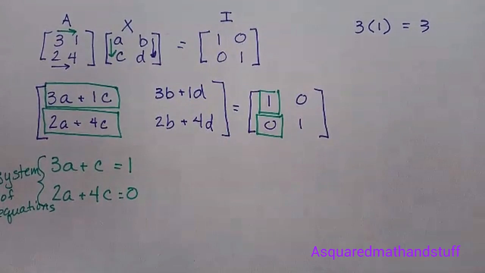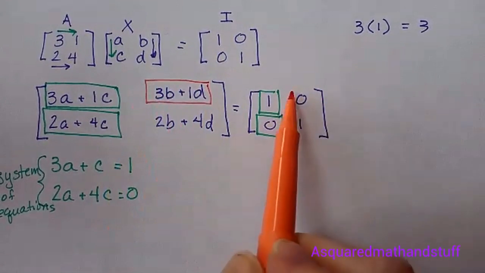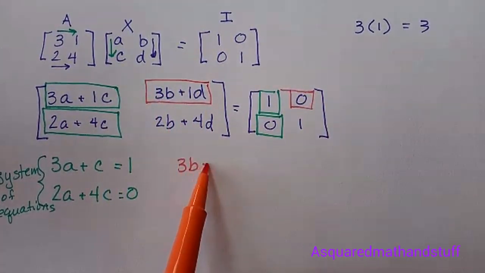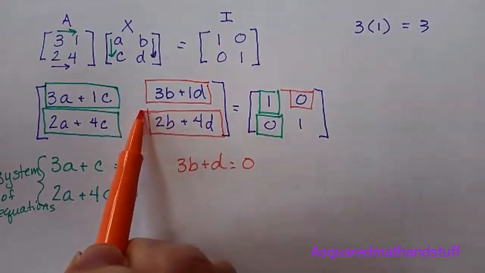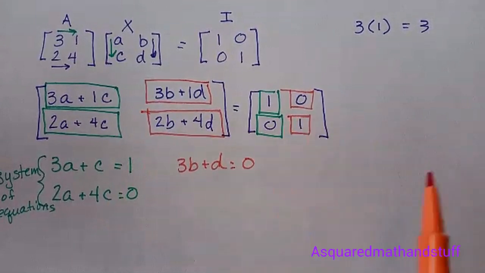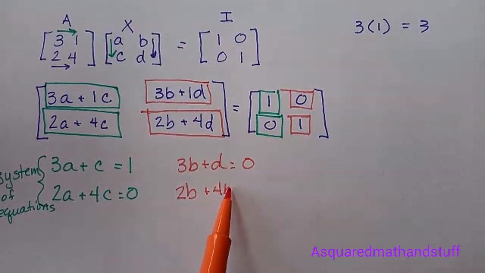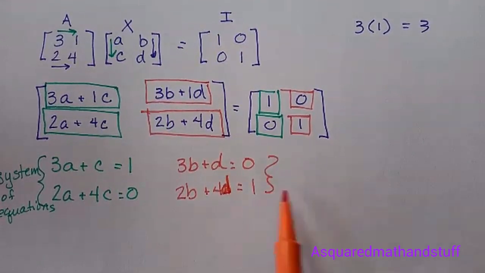And then the same thing's going to happen over here for our column 2. If we look at 3b plus 1d, that needs to equal 0. Setting that up, 3b plus d equals 0. And then lastly, 2b plus 4d needs to equal 1. And again, we'd work with a system of equations.